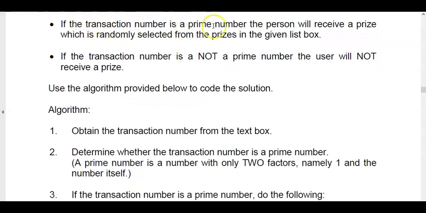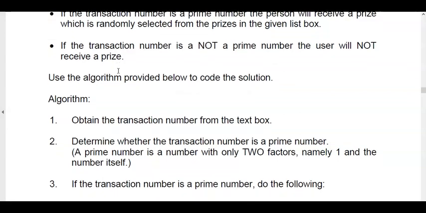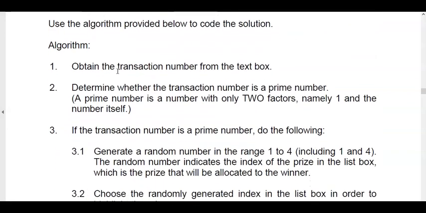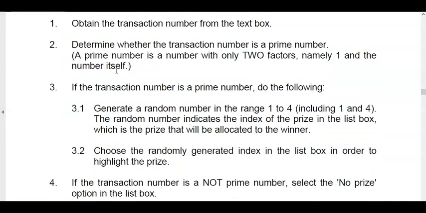The transaction number is, if it's a prime number, the person receives a prize randomly selected from your list box. If the transaction number is not prime, they will not receive a prize. But here they give us the algorithm, or actually just part of the algorithm of what you need to do. Obtain the transaction number, determine if the number is prime or not. Remember, prime number can only have 2 factors, namely 1 and itself. If the transaction number is a prime number, do the following. This is when they get a prize.